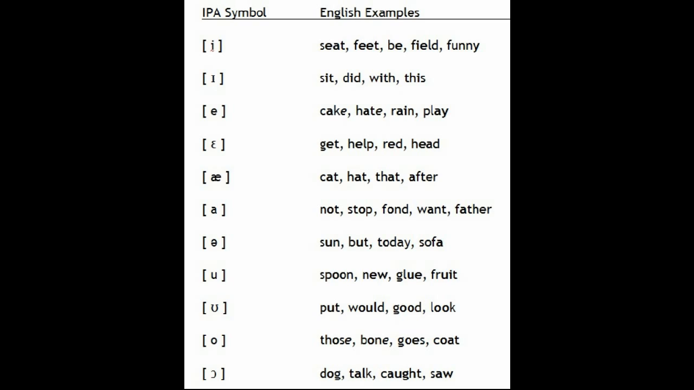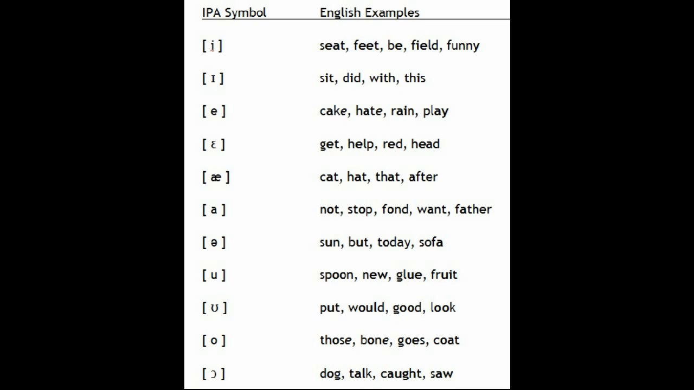So this is sun, but, today, sofa. You have a schwa sound right there in the word today, and in the word sofa. And it's a schwa sound, that symbol, because it's pronounced very quickly. So I would give you this advice. When you see this IPA symbol in a word with 2 or more syllables, we all know what a syllable is, like my name, Philip. 2 syllables. New Hampshire, 3 syllables.